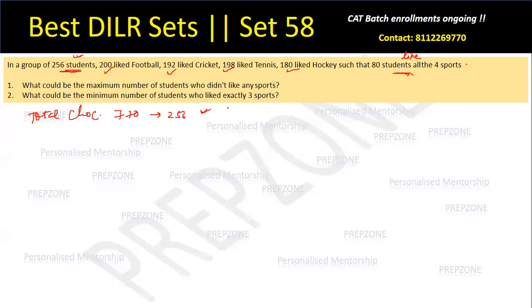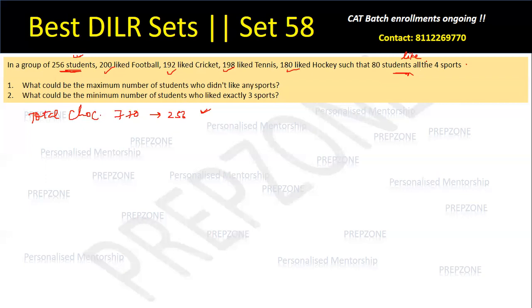ठीक है, and these need to be distributed among 256 candidates. ठीक है, now क्वेश्चन में ये तो ऑलरेडी गिवन है कि यार 80 स्टूडेंट्स या 80 जो लोग हैं उनको like 4 sports, right? Which essentially means that you've already given 4 chocolates to each of these 80 students. You just sort of reimagine this problem into a chocolate distribution framework.